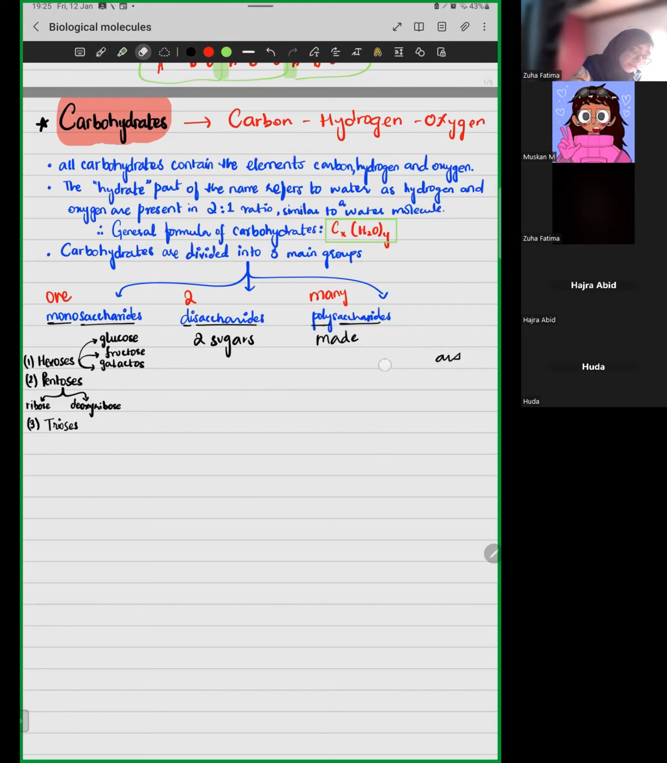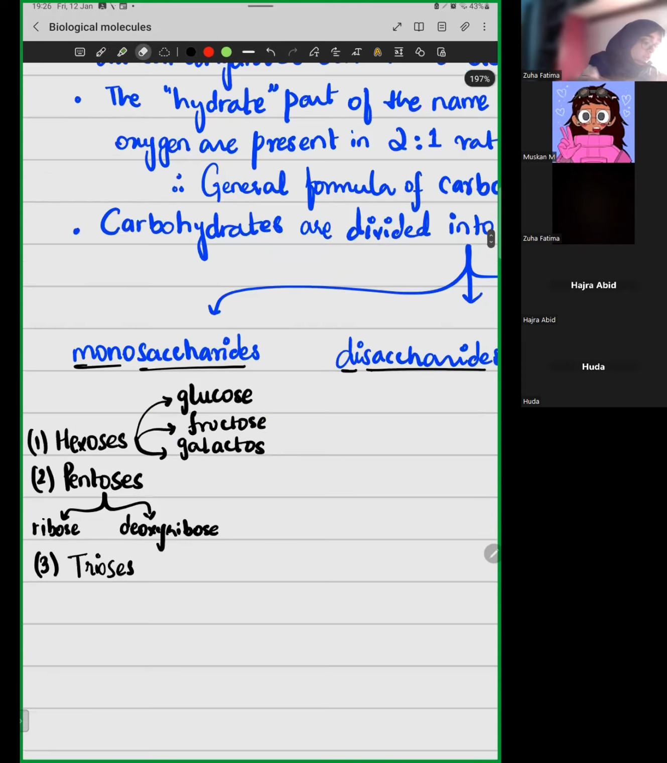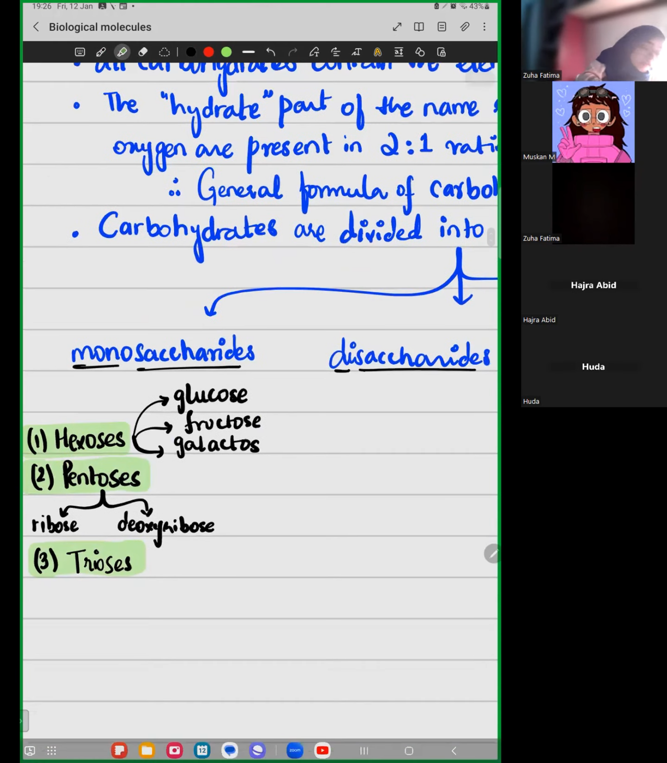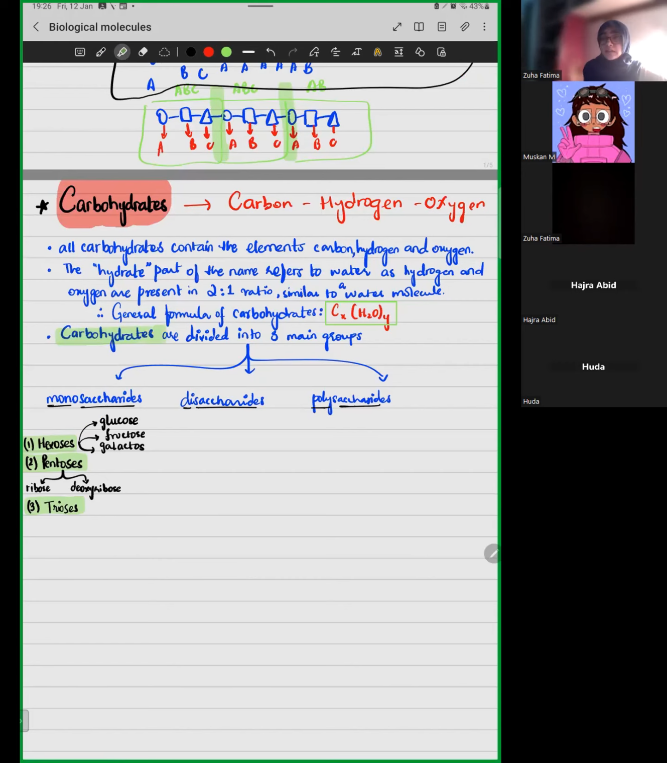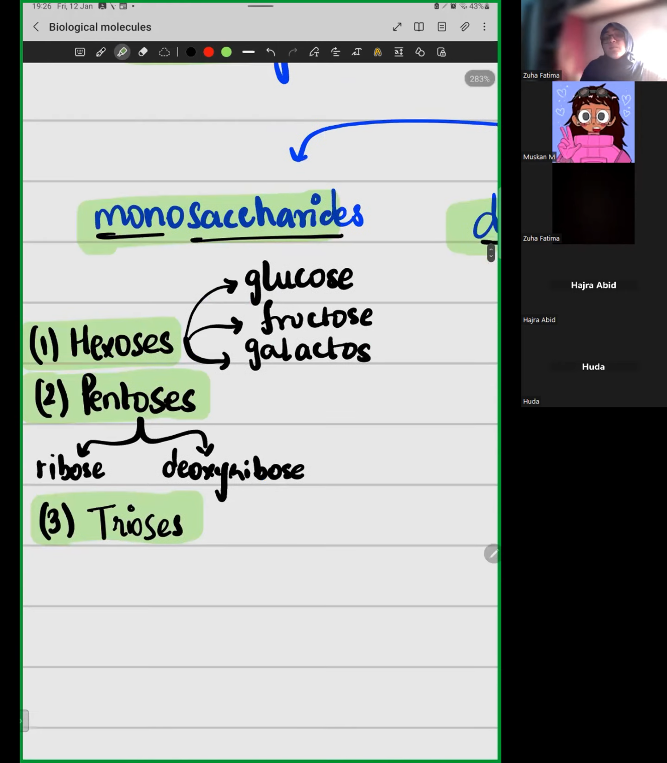Now, let's understand these three branches and see what elements, compounds and molecules make them up. When we talk about monosaccharides, there are three types, ठीक है जी? They are hexoses, pentoses, and trioses. There is further classification in monosaccharides. हमने पहली classification क्या पढ़ी? Carbohydrates की classification पढ़ी, that carbohydrates are classified into monosaccharides, disaccharides, and polysaccharides. And now, studying monosaccharides, we understand that they are further classified into hexoses, pentoses, and trioses.